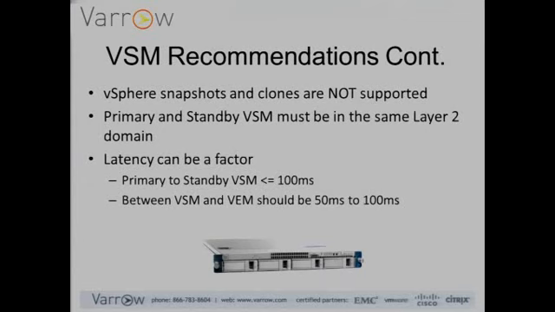Snapshots and clones are not supported on the VSM. Why would you do that? You're backing up your config. Don't do that. Primary and standby VSM must be in the same layer 2 domain. That's usually the case all the time, but you can't separate those two out. They will not talk to each other. Latency, really, primary standby VSM, if they're in the same layer 2 domain, really should be less than 100 millisecond. And the VSM to your vSphere host really should be 50 to 100. I don't think that's really causing anybody any pain, but it's out there for consideration. Pretty picture at the bottom is a 1010. It's a Cisco UCS chassis if you haven't seen one.